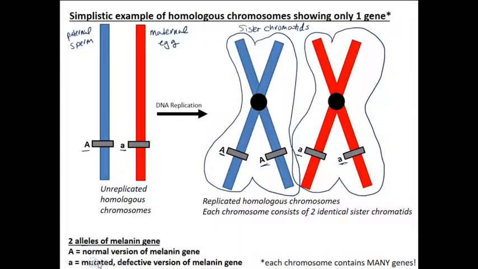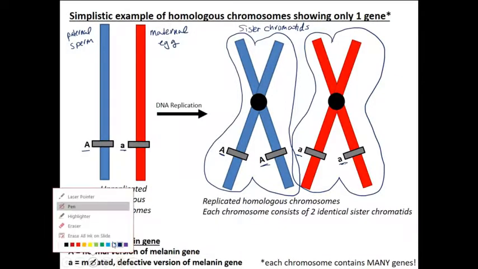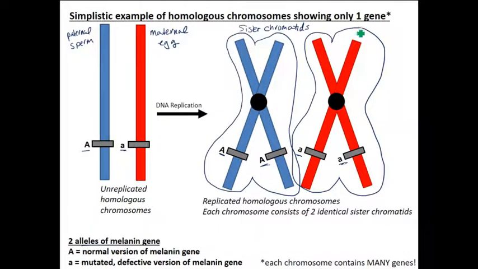But then this is also a homologous pair, right? So I'll circle in green the homologous pair. So that's a homologous pair, or homologous chromosomes, or homologs. Any of those words will do.